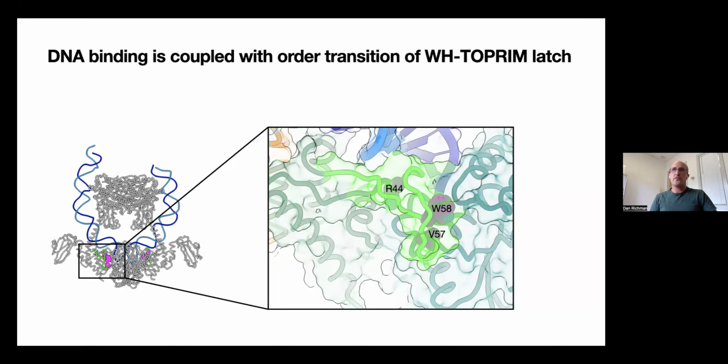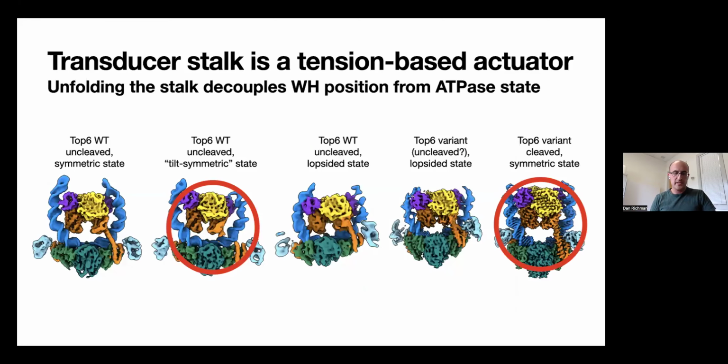So this is a really interesting example of a coupling between a conformational change that's not close to the active site and the actual cleavage activity and strand passage competence of the enzyme. And then another important conformational change is related to that unfolded transducer stalk. If you look at the cleavage state, you see how tightly dimerized those transducers are and how straight the stalks are, and that's important for actuating the cleavage state compared to all the other states.